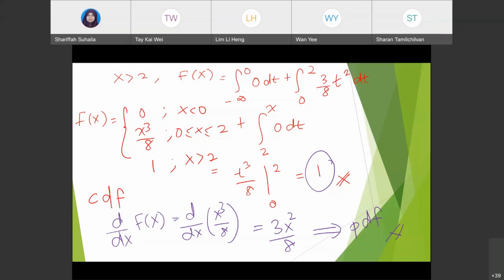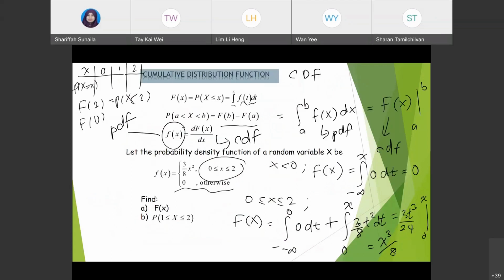So there are three steps. If you have one range between 0 and 2, you need to consider what happens when x is less than 0. So when x is less than 0, you have 0 density. So 0. Next step, between 0 and 2: minus infinity up to 0, we take that back, but it is replaced by 0, then 0 up to x. Now we have x here, so 0 up to x. So you replace 3 over 8 t squared dt, and solve to get x cubed over 8.